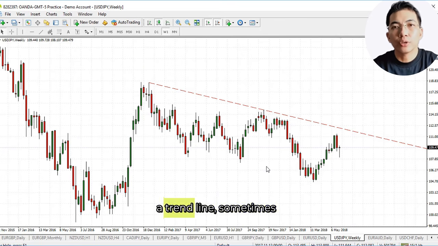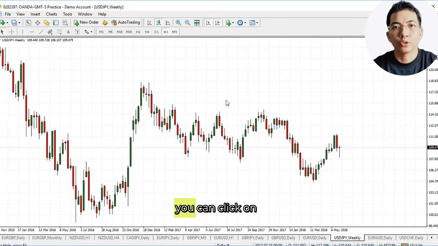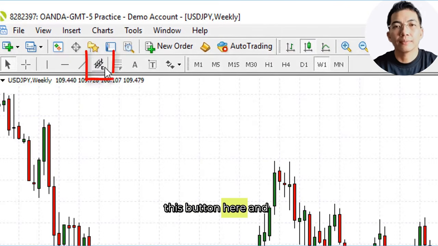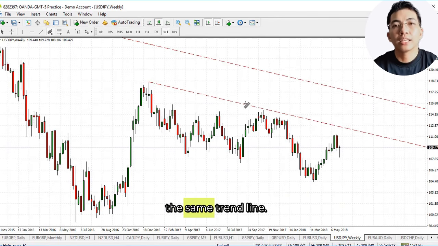Now when you draw a trend line, sometimes you have a feeling that on the other side you can draw exactly the same line to connect some important points. In this case we are in a downtrend. I drew a trend line to connect lower highs, but I immediately have a feeling that I can draw the same line to connect the lower lows on the opposite side. In this case, instead of having a trend line that I'm deleting, you can click on this button here and it will draw a channel. Let's start by drawing the same trend line.